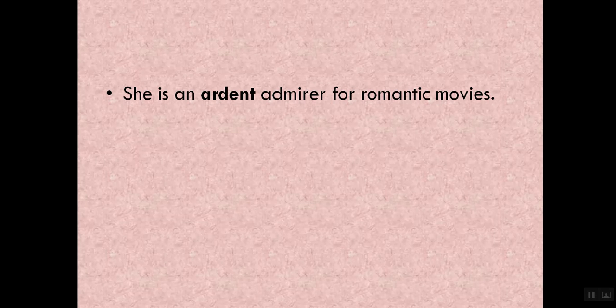Ardent. First of all, which part of speech is that word? She is an, so it's coming immediately after the word an, which is an article. So this is considered an or a noun. No, here the noun is admirer. The noun is admirer. What about the word ardent? It modifies the noun admirer. So it is an adjective.